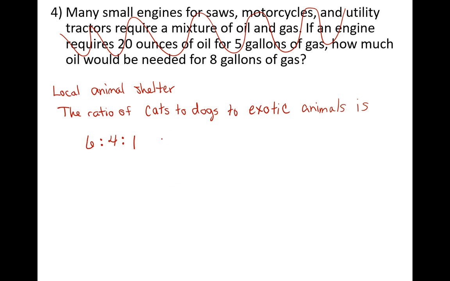That means for every 6 cats, we would expect to see 4 dogs and 1 exotic. We'll just label that with an X for exotic. Another interesting thing you may want to see when you see these kind of 3-part and 4-part ratios, or even 2-part, is the total. 6, 4, 1, that's 11 total. Let's ask some questions.